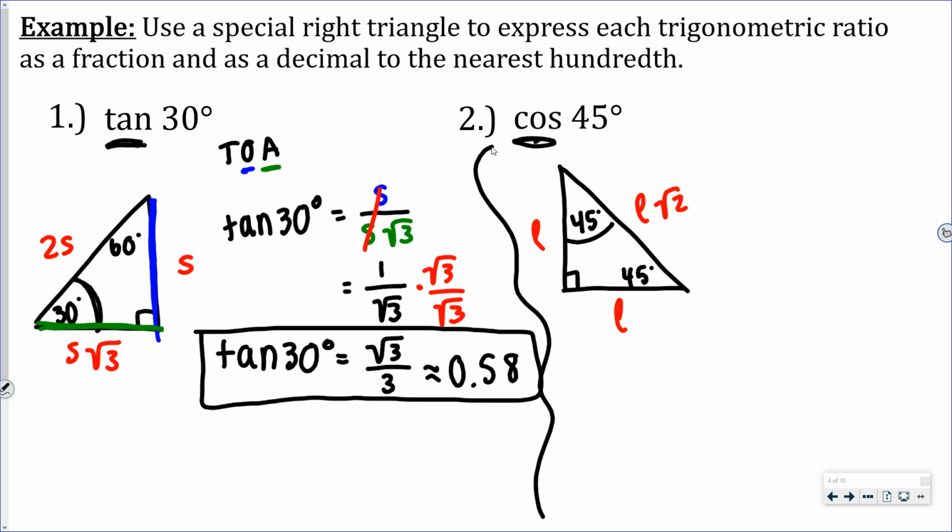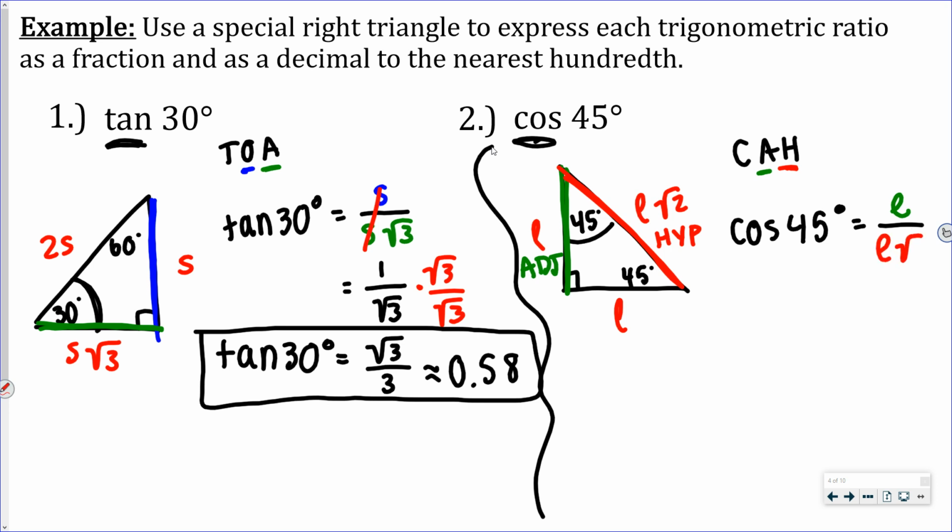If I want to find cosine, so that helps me figure out which ratio it is. The cosine of the angle we're using, which is 45 degrees, is a ratio of my adjacent side. So if I use that angle, this would technically be my adjacent side, to my hypotenuse. All right, so my adjacent side is L to my hypotenuse, which is L root 2.